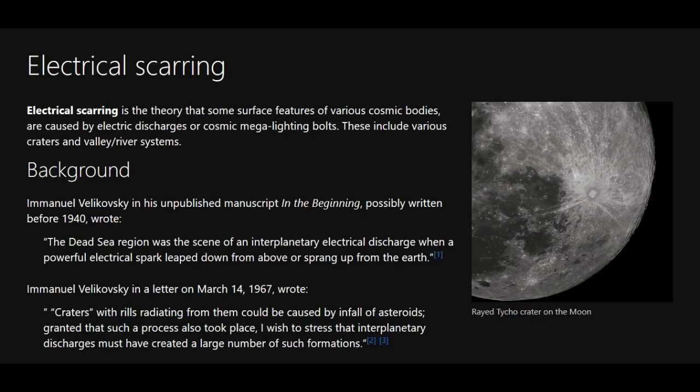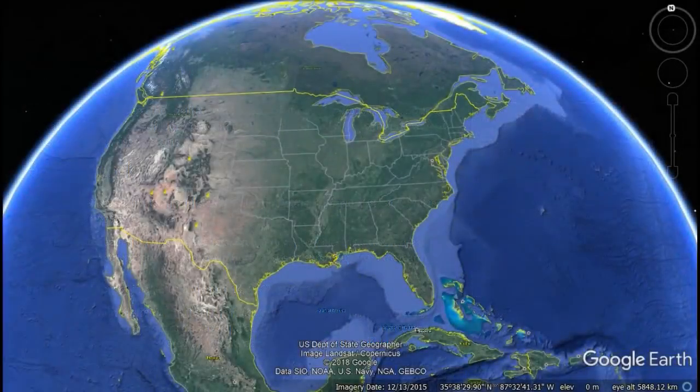So, as opposed to just natural geological processes, they're introducing a theory that electrical scarring is the result, which entails these electric discharges and lightning bolts. They may be the cause of some of the things we see, like craters and valley or river systems. So I just wanted to introduce that theory to you, and now we're going to go and look on Google Earth. We're going to start our journey outside of the United States looking for these Lichtenberg figures, and then we're going to work our way back to the United States for the last few examples.